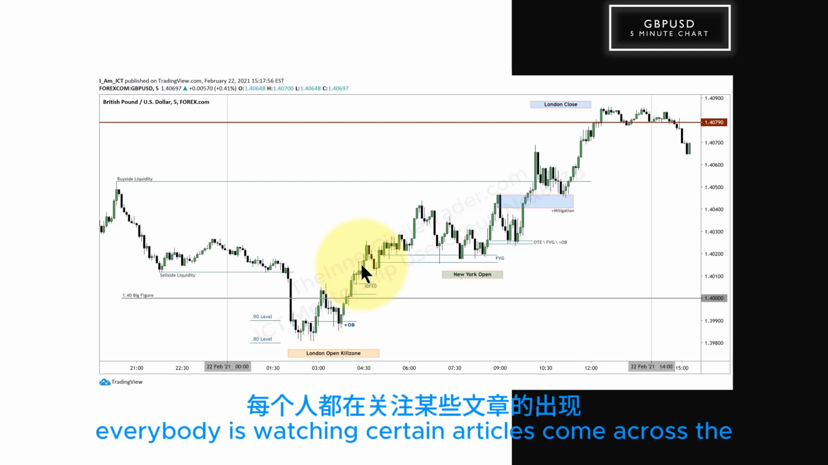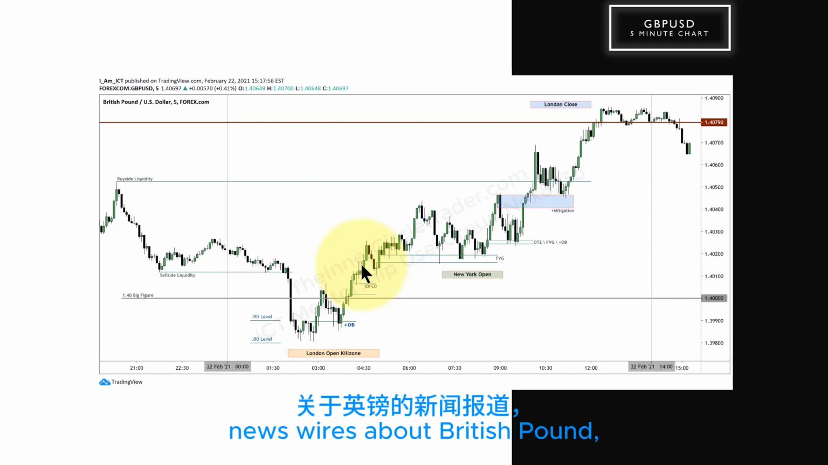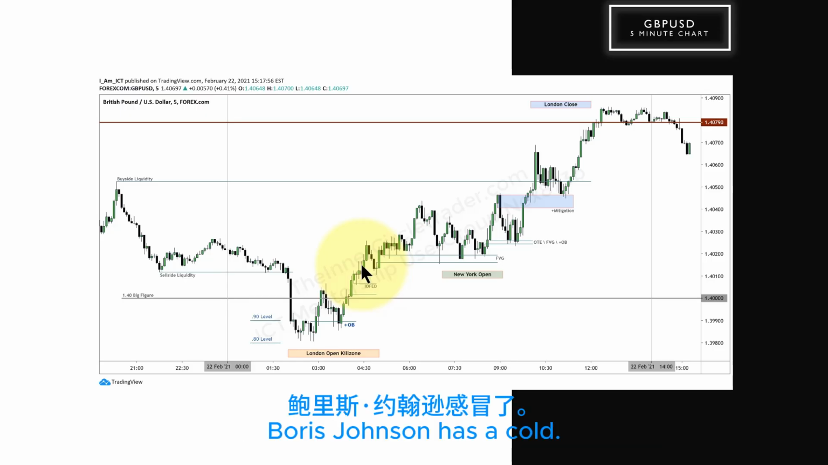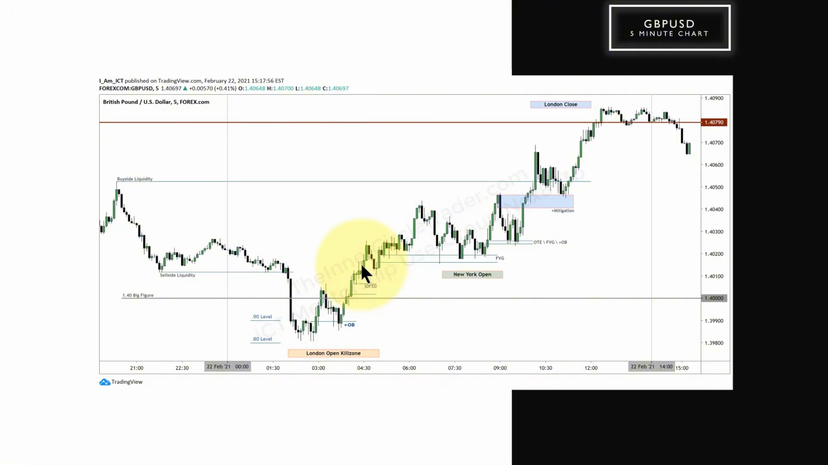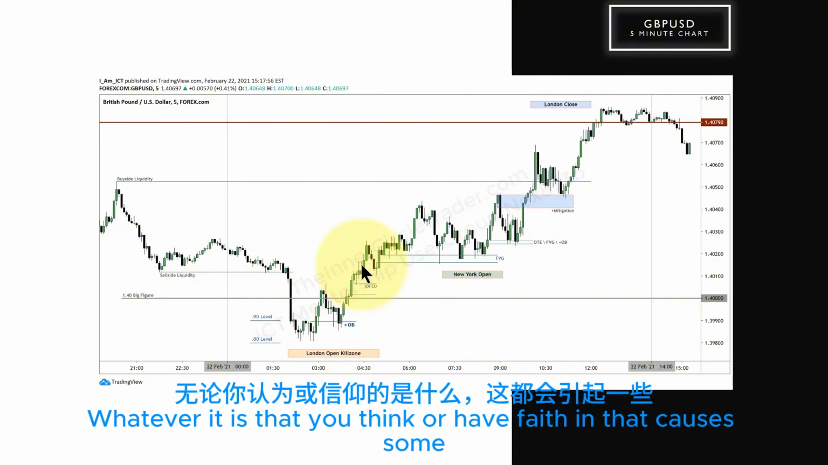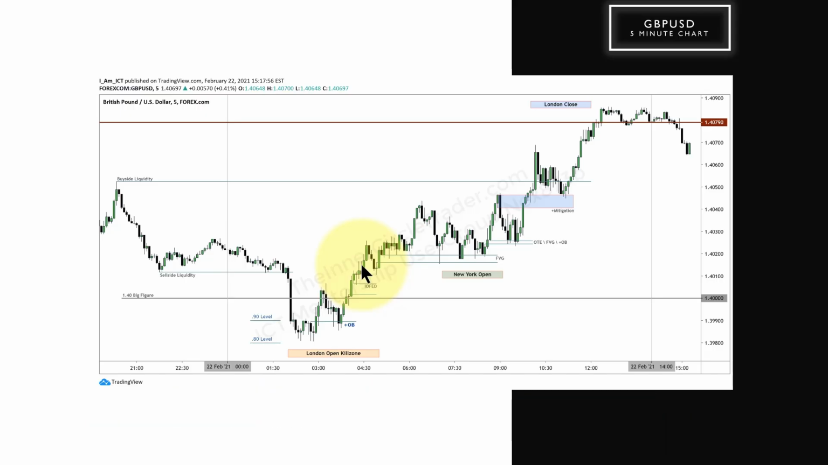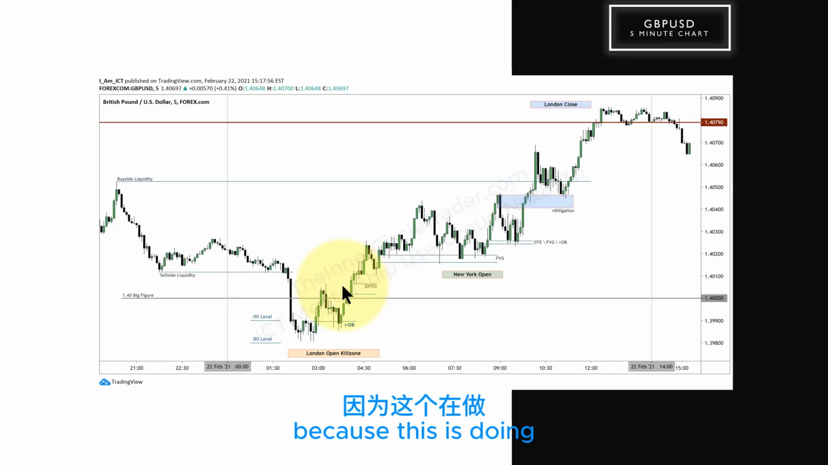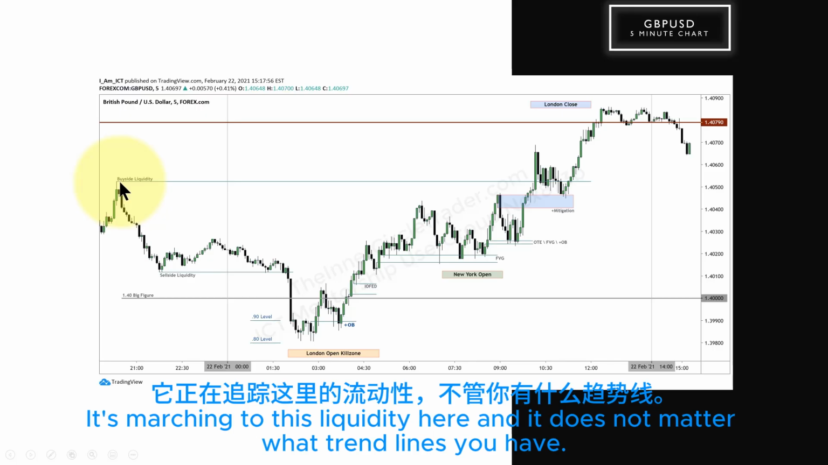everybody is watching certain articles come across the news wires about British pound, Brexit this, Brexit that. Boris Johnson has a cold. He's changed his brand of underwear. Whatever it is that you think or have faith in that causes some fluctuations in the price action, it's irrelevant, because this is doing one thing. It's marching to this liquidity here, and it does not matter what trend lines you have.